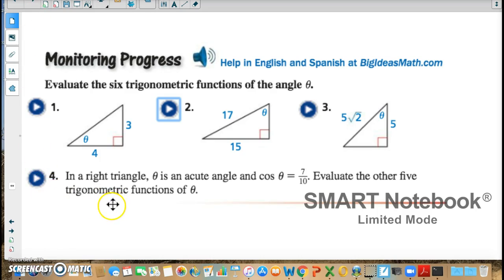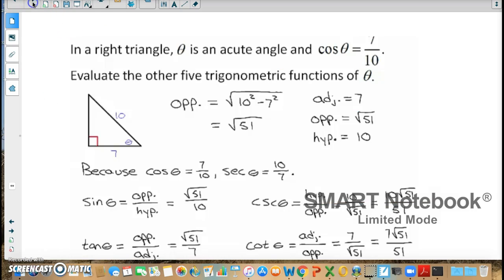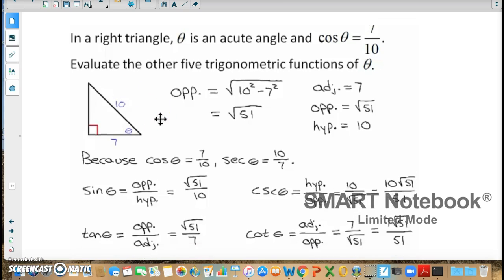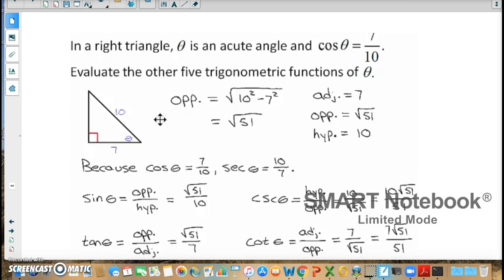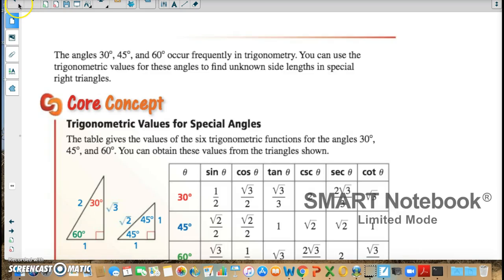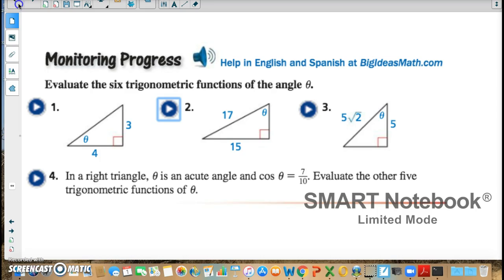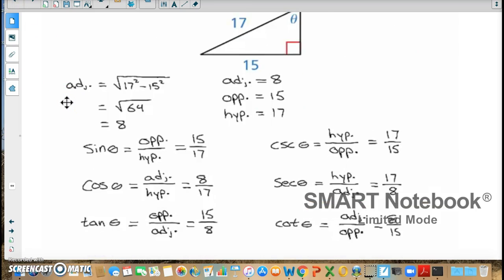Okay, we're going to try number 4 now. Here they just give you one trig function, 7 and 10, and you have to evaluate the other 5. So if you draw the triangle and label adjacent and hypotenuse as 7, 10, then use the trig functions to get the other numbers. Pause and check your work here. Sorry, I'm going to go back and also check your answer here.